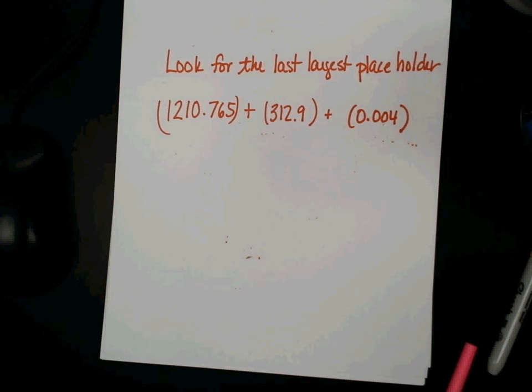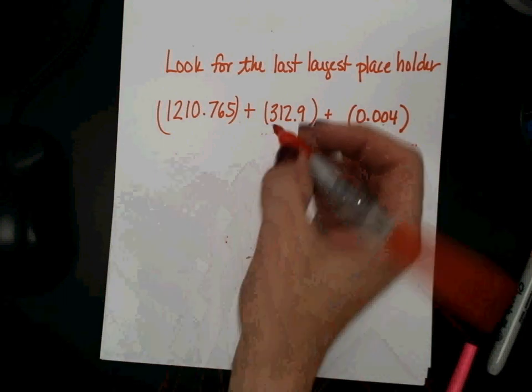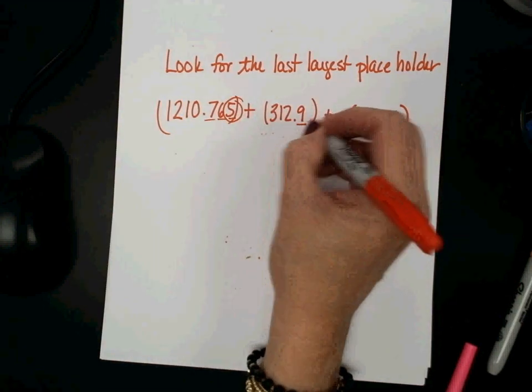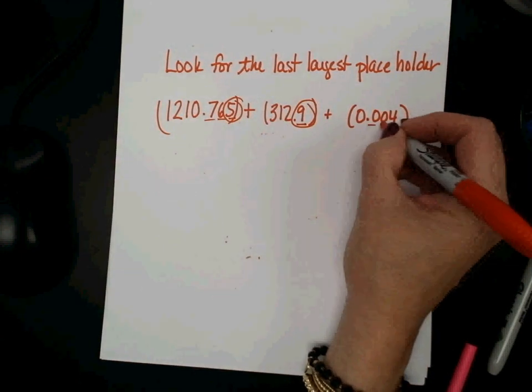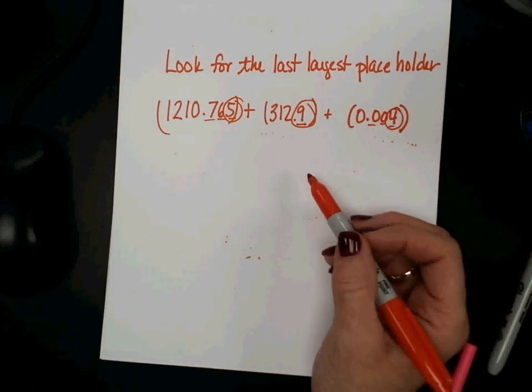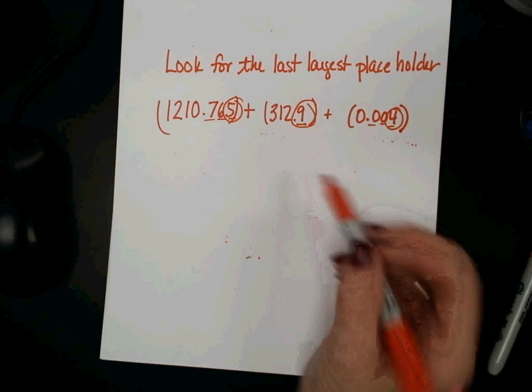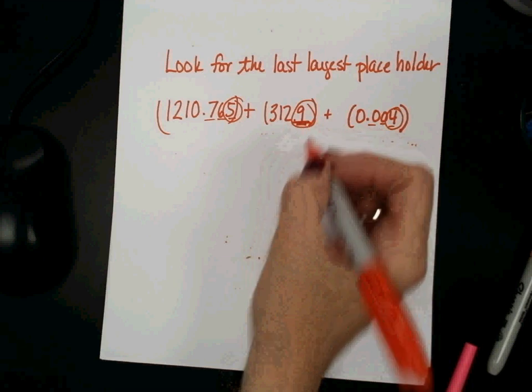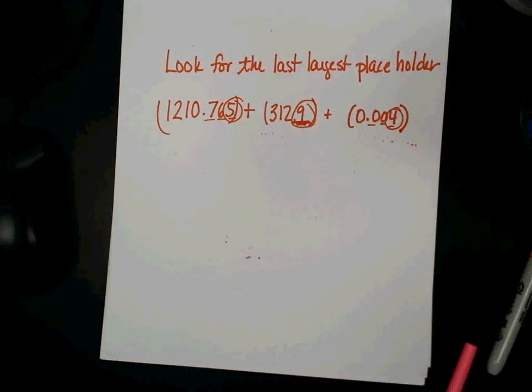Okay, so let me ask this question first. What is the largest last placeholder, JT? What place? The thousands. So this one goes to tens, hundreds, thousands. This one goes to the tenths. This one goes tens, hundreds, thousands. So which is bigger, a tenth or a thousandth? A tenth. So the largest last placeholder is a tenth. So my answer needs to go to the tenths place.